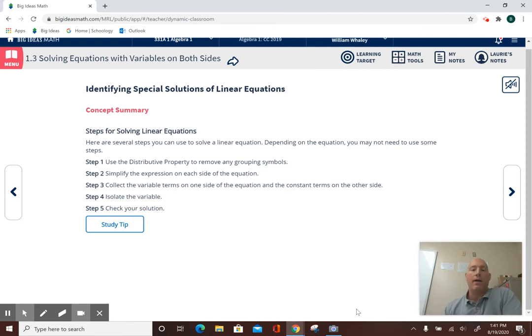Hey guys, welcome back. And again, this is Algebra 1, Chapter 1, Section 3, and we'll be getting into example 4. But what I wanted you guys to look at here is what's in your notes. These are the steps you should be going through every time.